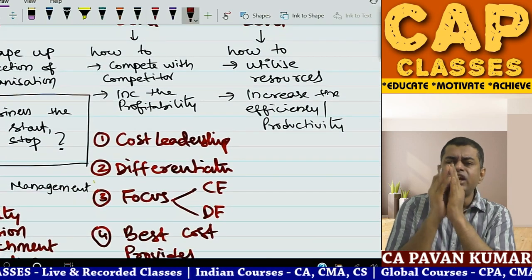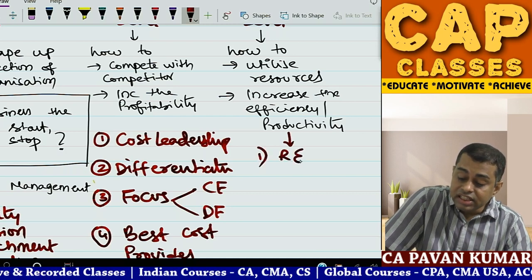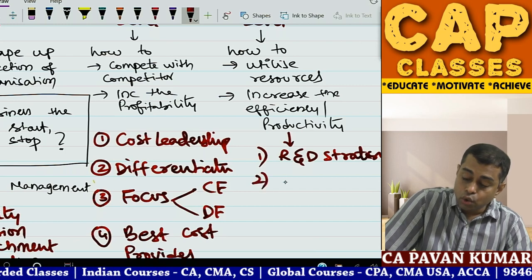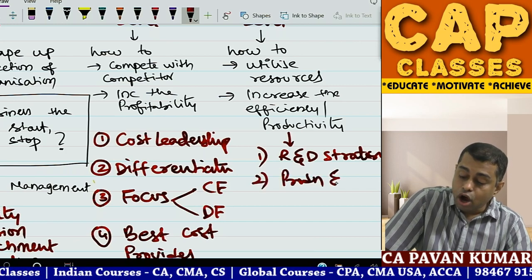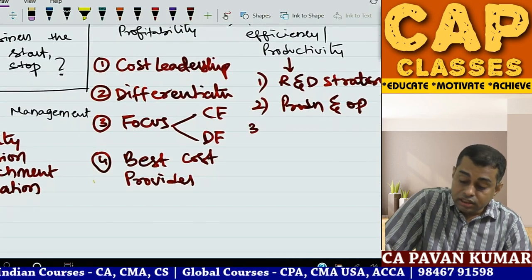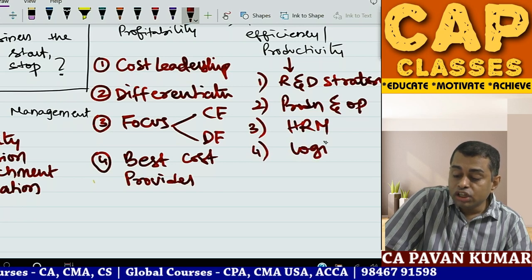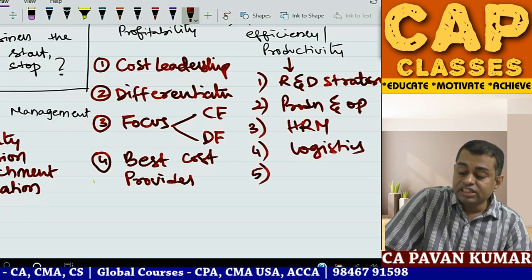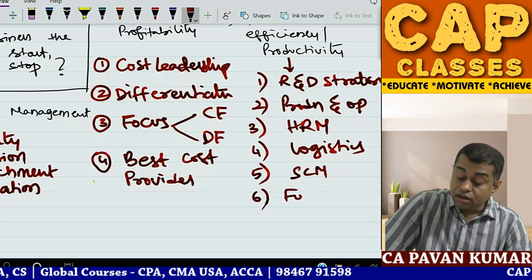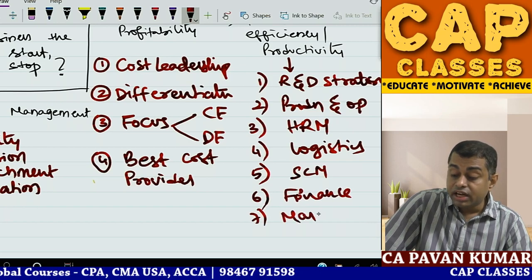So you will think only about one particular department. For example, one, research and development strategy. Two, production and operation strategies, production and operation control. Three, human resource management strategy. Four, logistics strategy. Five, supply chain management. Six, functional finance strategies. Seven, marketing strategies.